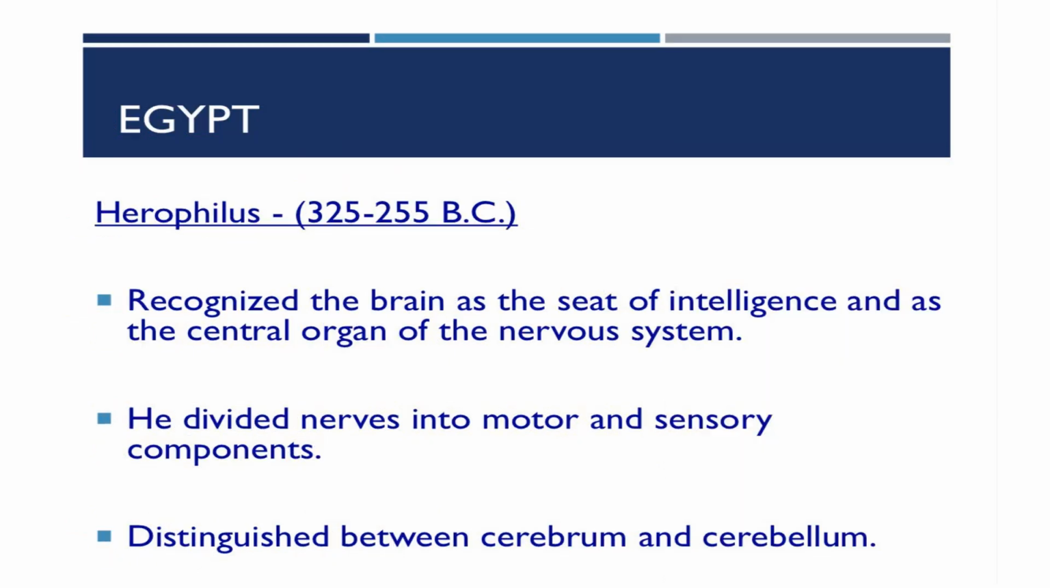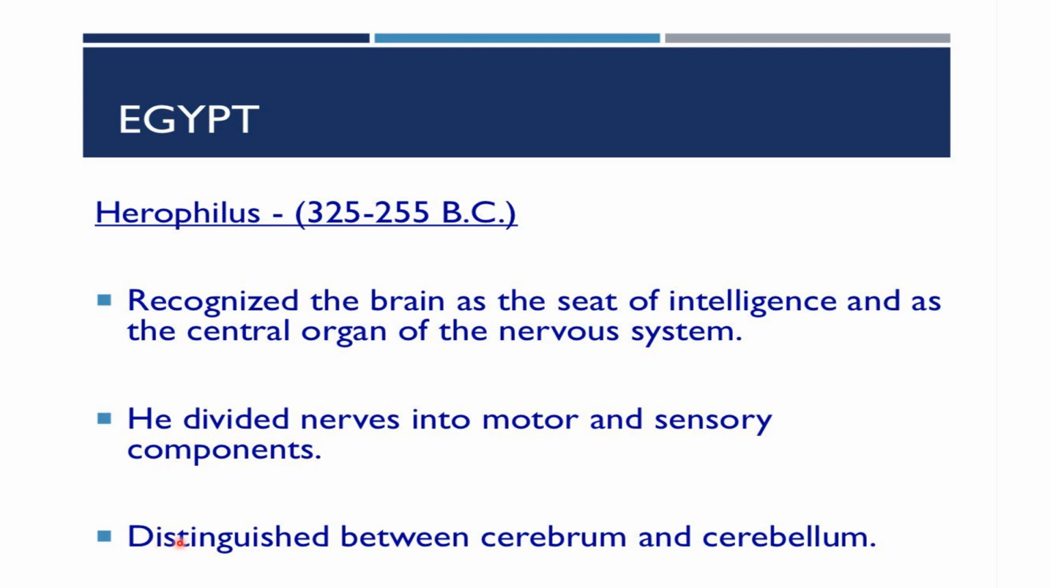The second individual we'll look at is Herophilus. So now we are moving from Greece to Egypt, where arguably is stated to be the place where civilization started. Herophilus, from 325 to 255 BC. He was the first to recognize the brain as the seat of intelligence and as the central organ of the nervous system. He also divided nerves into motor and sensory components.